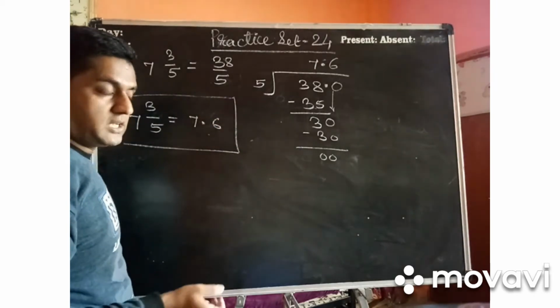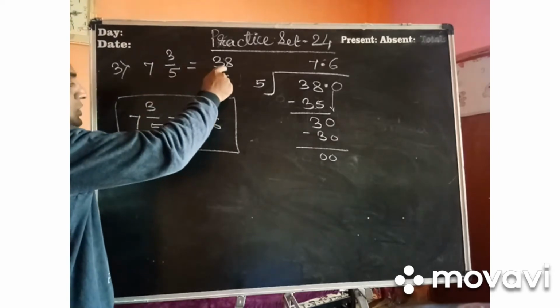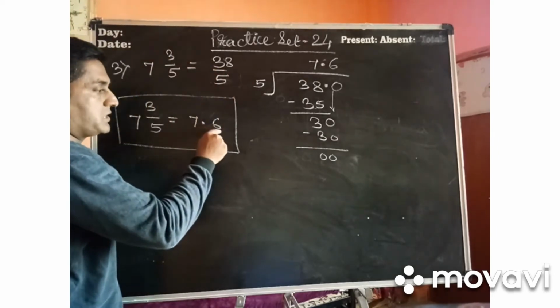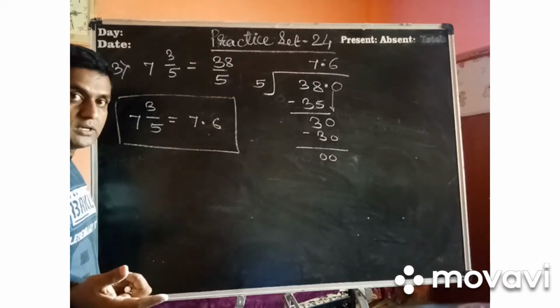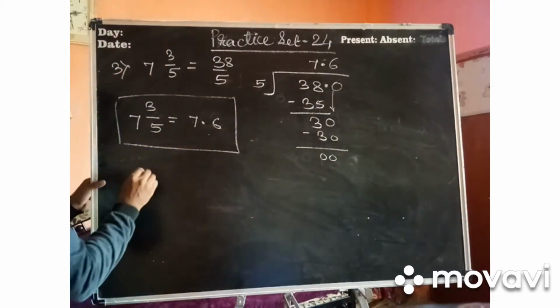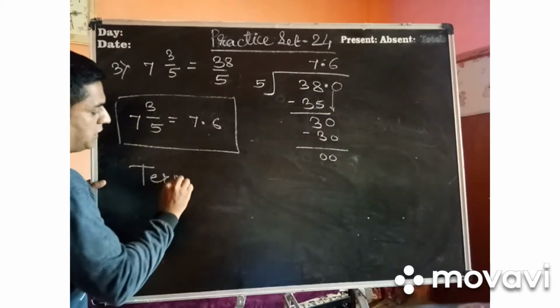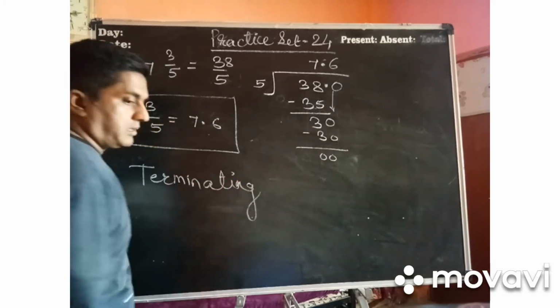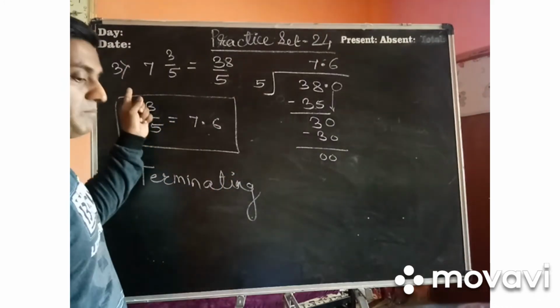So this is your rational number, but obviously what is the answer of this number? 7.6. Is it terminating or non-terminating? Here 0 remainder has come, means the answer is terminating. You have to write terminating. Got everybody? So this was your sum number 3.